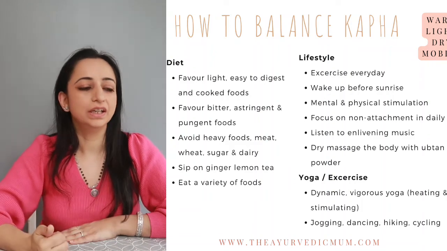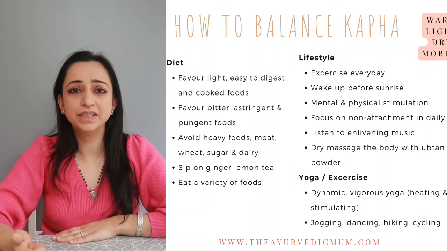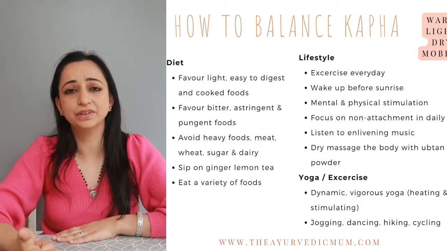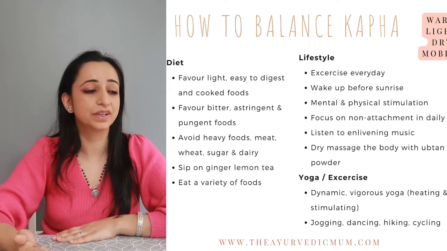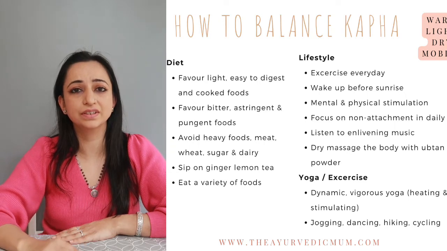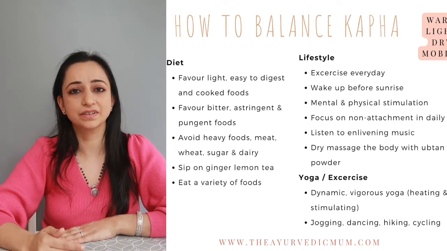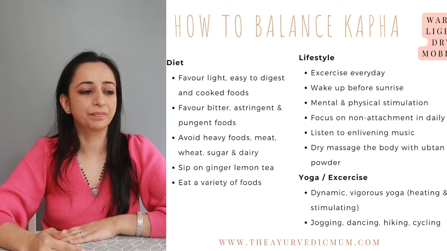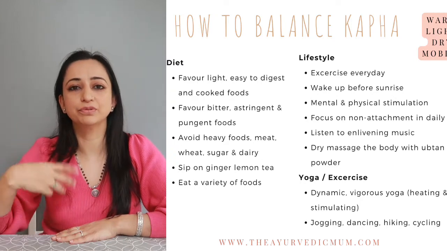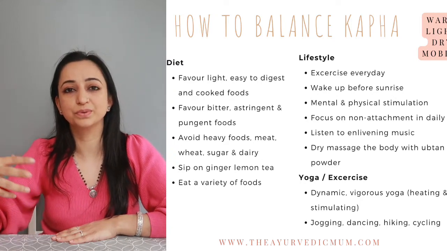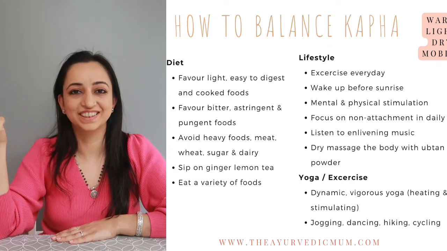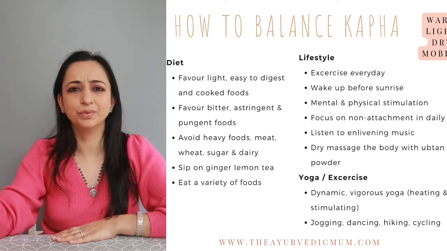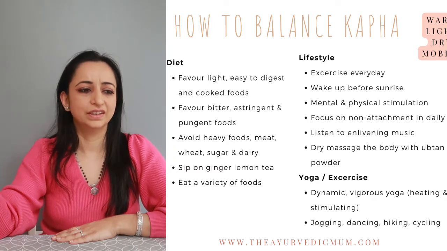And avoid heavy foods like meat, because meat is very difficult to digest. Wheat is difficult to digest. Sugar, dairy, all these things, especially if you have excess kapha, you need to avoid them. And then adding a bit of variety into your foods is also good, because kapha needs variety. You're not having the same old foods every day.